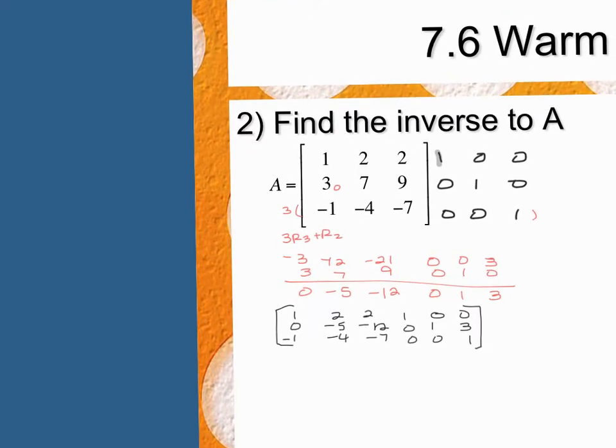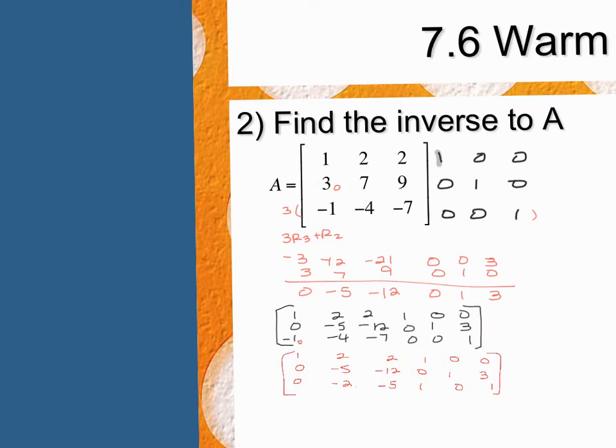Now I want a 0 in this location. How could I get that? Add row 1 and row 2. So if I do that, I get 0, -2, -5, 1, 0, 1. And that's going to take the place of row 3. So this would be 1, 2, 2, 1, 0, 0, 0, -5, -12, 0, 1, 3.